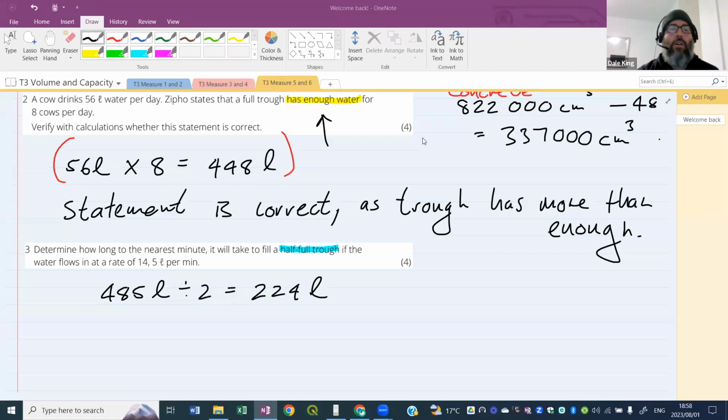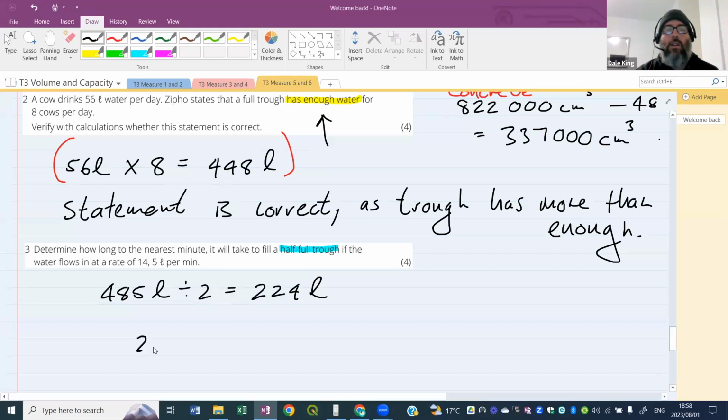Sofu has already got an answer there. So we've got 224 liters to fill, and we're filling this at 14,5 liters per minute. So I want to know how many 14,5s do I have in here? All right. How many 14,5s do I have in here?